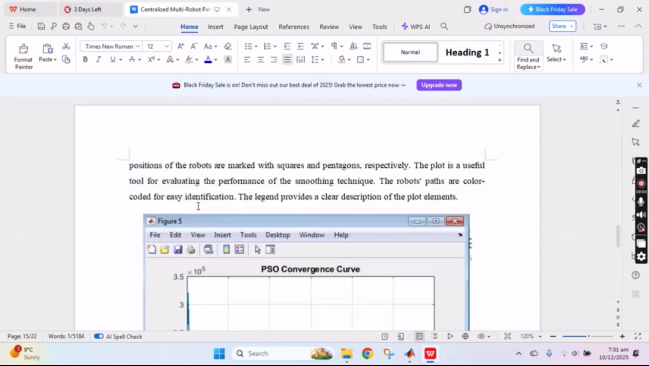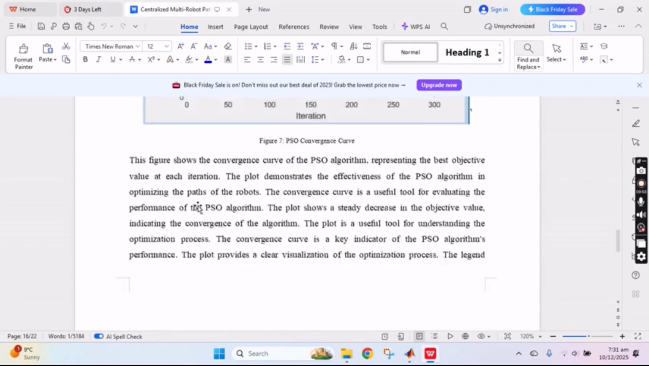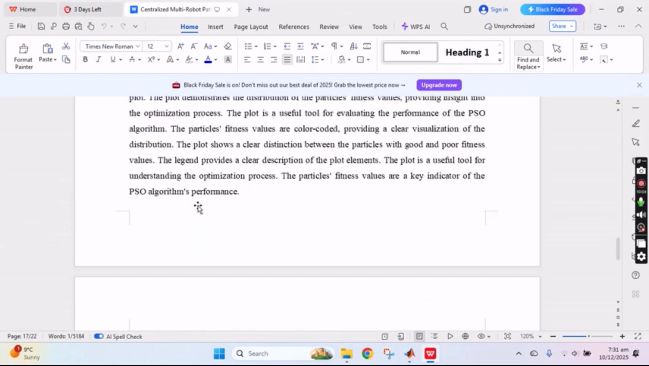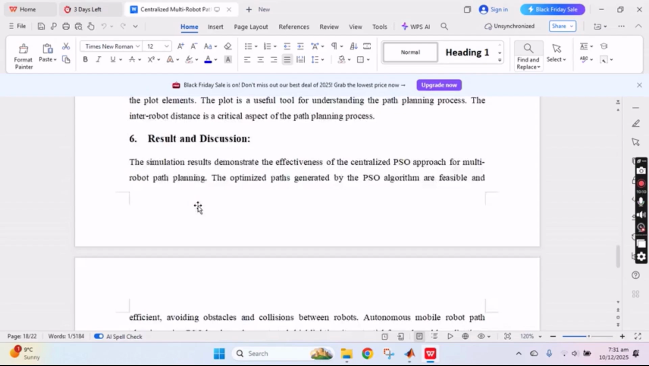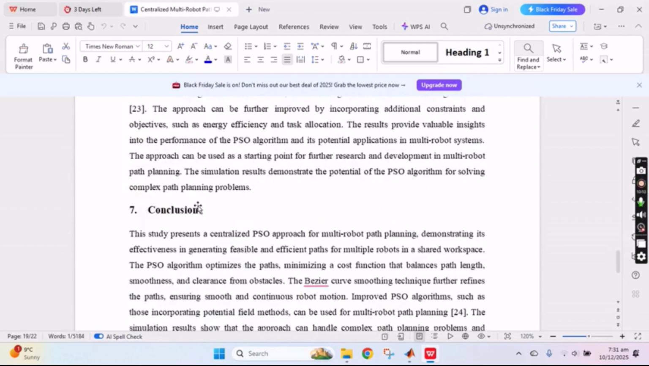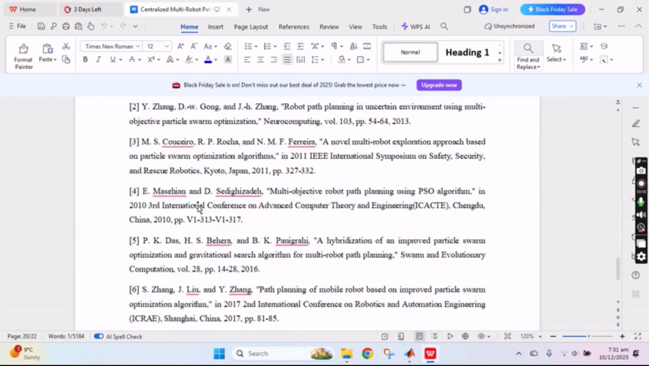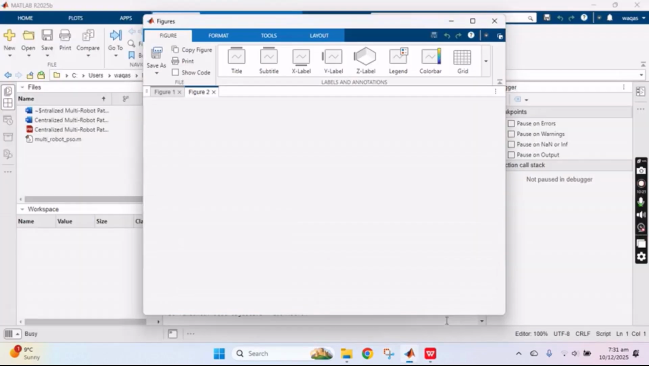So here is the PSO convergence curve generated from the MATLAB, and here is the particle best fitness per particle as well, and the inter-robot distance over time as well. So the discussion with the results and the conclusion is added with the references as well. Okay, let me just show you the complete.